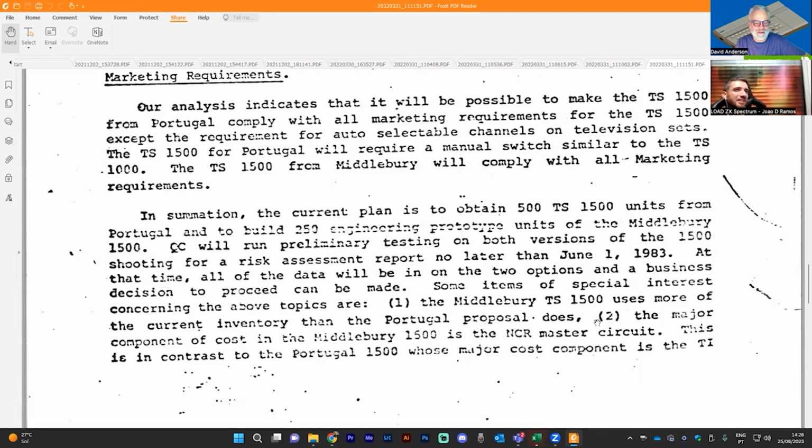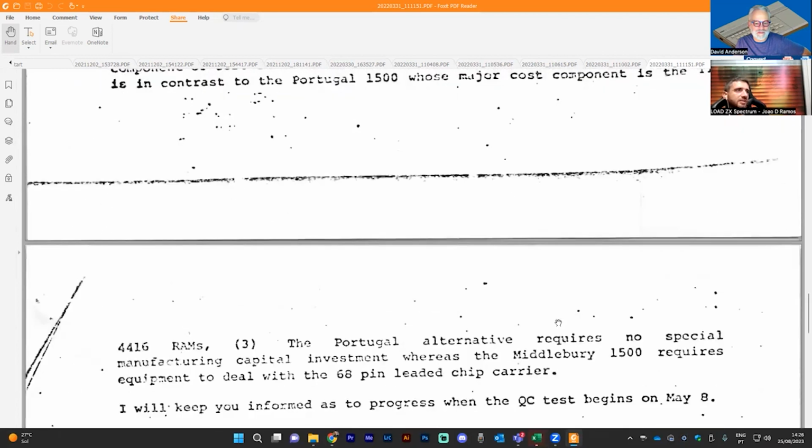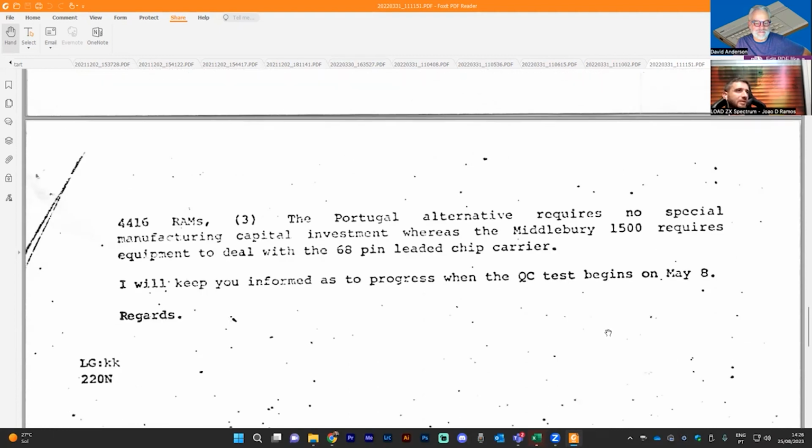At that time, all of the data will be in two options and a business decision to proceed can be made. Some items of special interest: Middlebury uses more inventory. The major component of cost in Middlebury is the NCR. This is in contrast with Portugal, whose major cost component is the TI RAMs. The Portugal alternative requires no special manufacturing capital investment, whereas the Middlebury requires equipment to deal with 68-pin lead chip carriers. May 8th, they're going to start this.